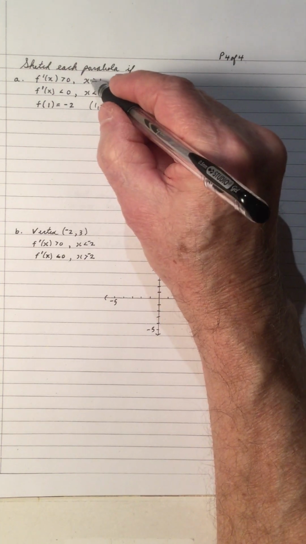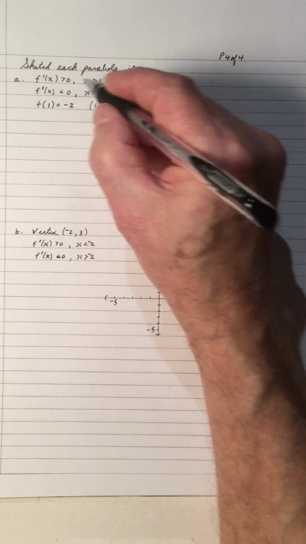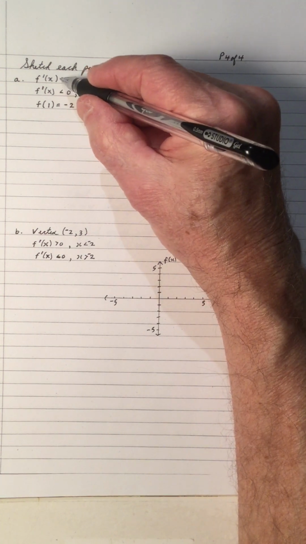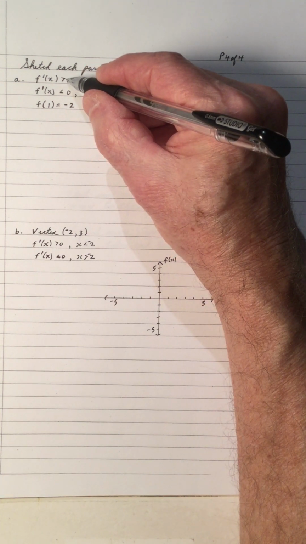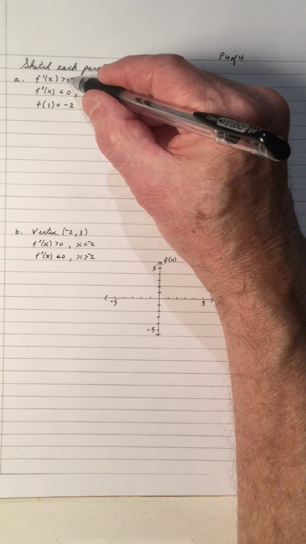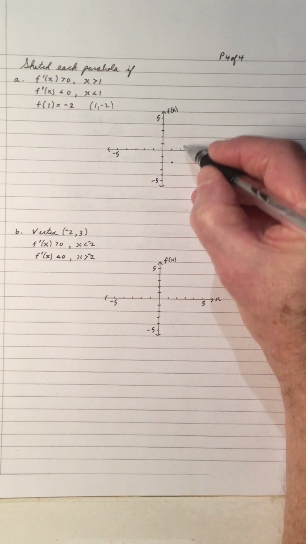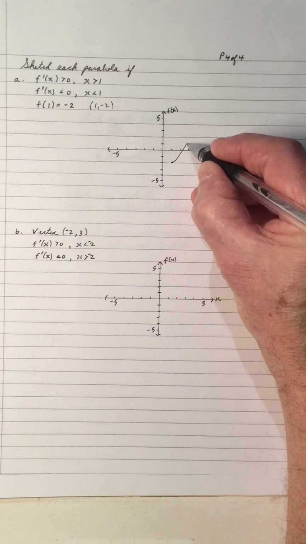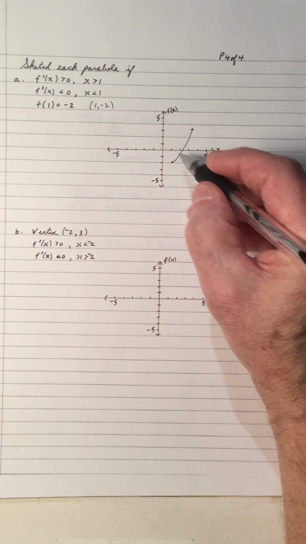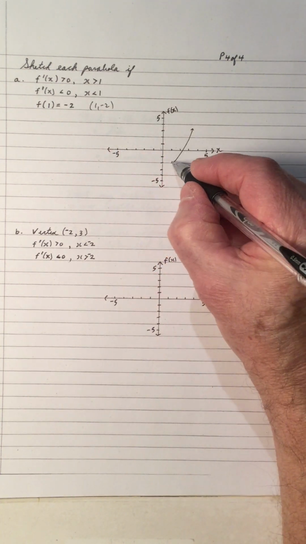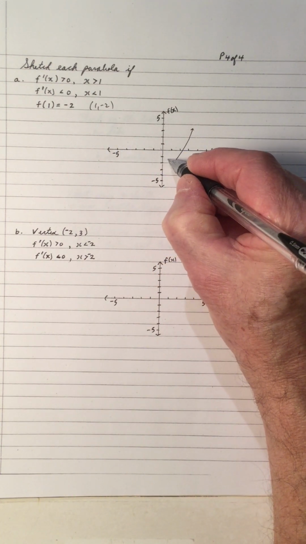So notice greater than and less than. The 1 is the value. So the derivative is greater than 0 when x is greater than 1. So it's positive on this side, so that means opening up this way. And the derivative is less than 0 when x is less than 1, so that's to the left.